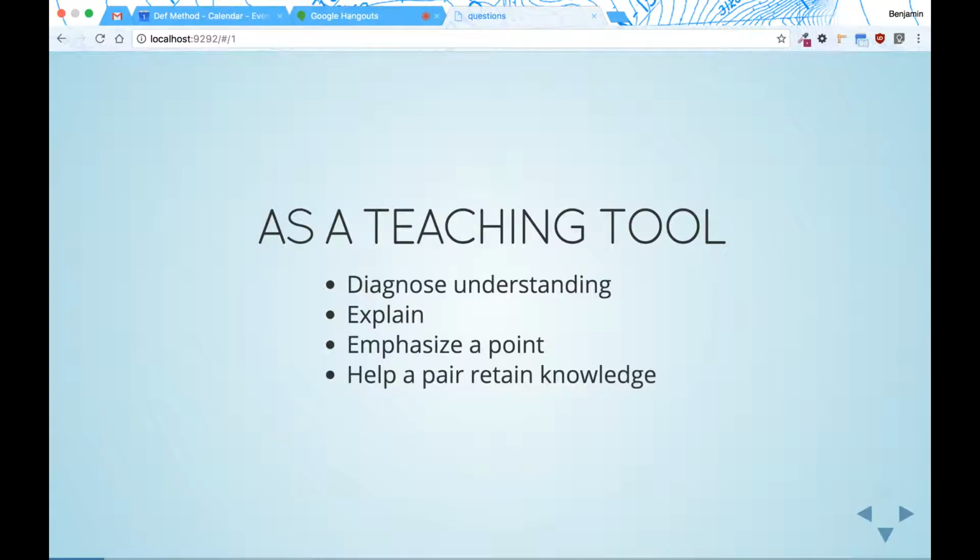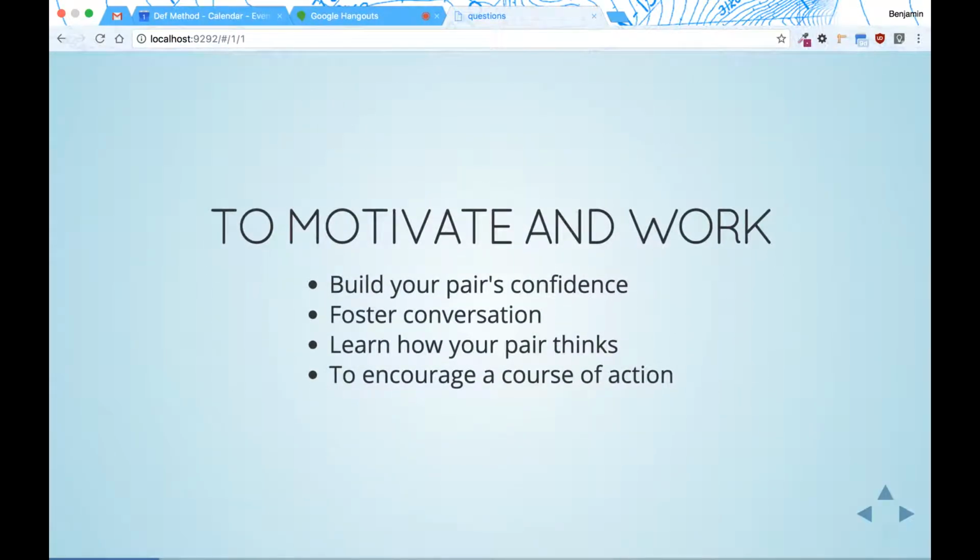If you think that someone you're working with is struggling, there are plenty of good ways to ask them questions in a way that will help emphasize and help them retain that knowledge. And then to motivate, you can ask somebody questions in a way that builds their confidence. Like asking somebody's opinion, people will tend to feel more confident if you're working with someone who's a little bit tentative. Asking their opinion, asking them questions as you're doing something definitely helps that person to learn more.